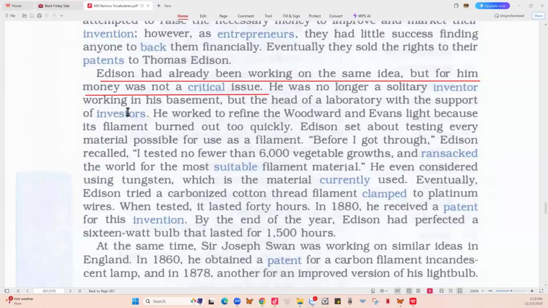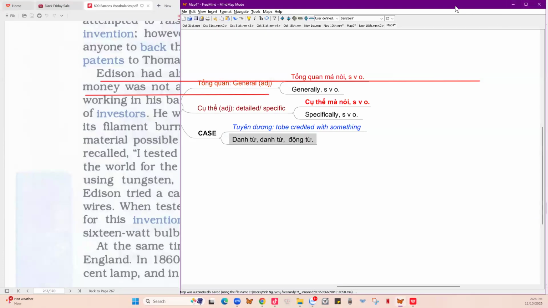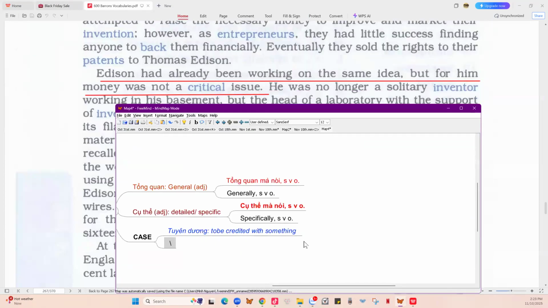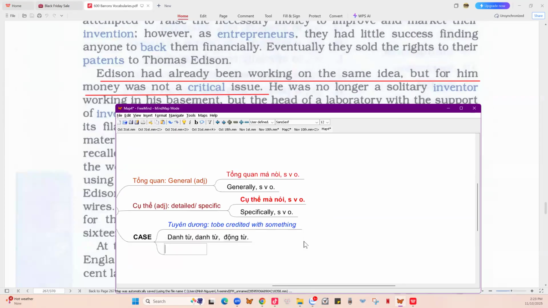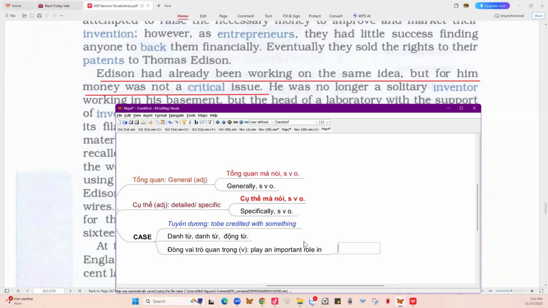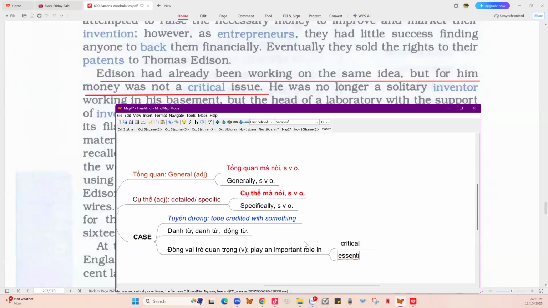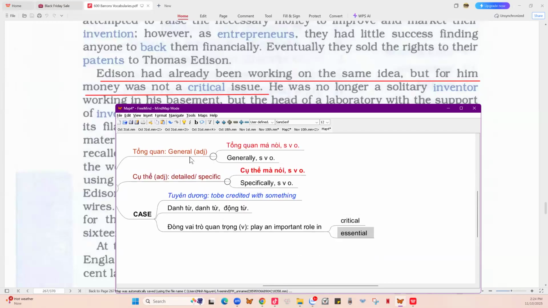So, do you remember the phrase đóng vai trò quan trọng in English? We have a structure for đóng vai trò quan trọng. Can you show me that structure? Play an important role. Instead of the word important, can we use another word? Play a crucial role. And here they don't use crucial or important, they use the word critical. Or we can use the word essential. So they say money was not a critical issue.